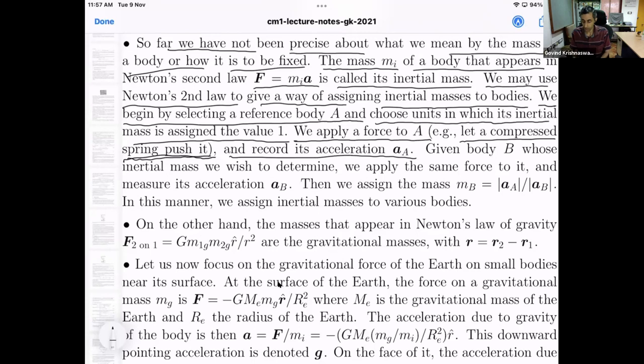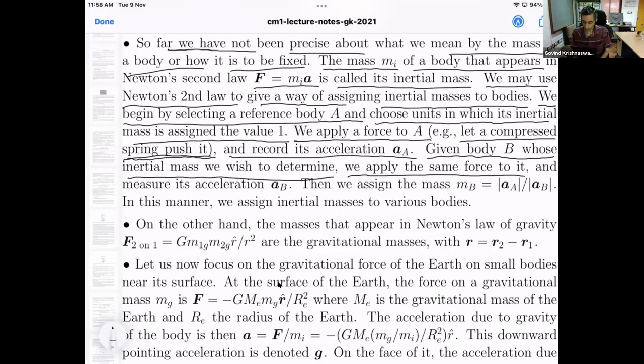We record that acceleration. Now, given a body B, whose inertial mass we wish to determine, what we will do is apply the very same force to it, namely take the same spring, compress it in the same manner, and let it expand and push that body. So the second body B may be this pencil or this pen, and it's going to be pushed by the same spring.